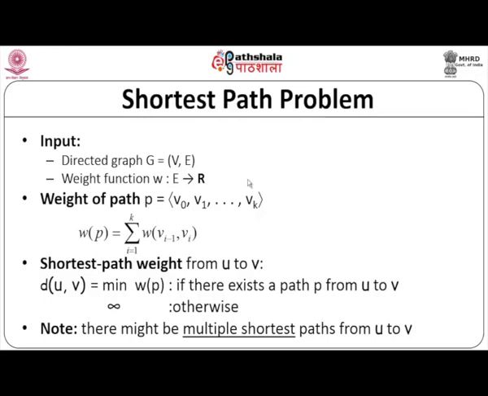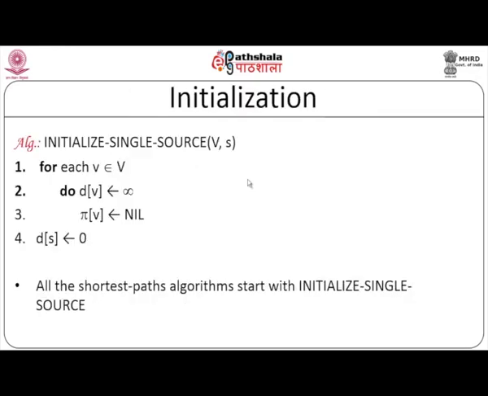So, the shortest path weight from u to v, d(u, v), will be the minimum weight if there exists a path from u to v, and will be infinity otherwise. So, if there is no path, it will be infinity, and there can be multiple shortest paths from u to v. It is not necessary that it is a unique shortest path. Depending upon the way the graph is organized, you can have multiple shortest paths, that is allowed.